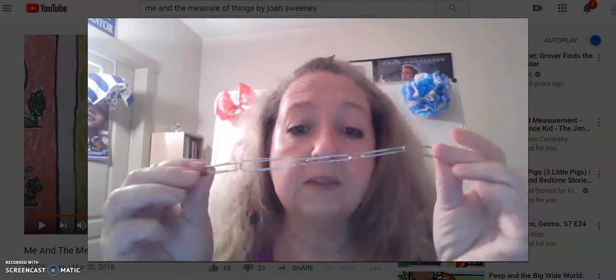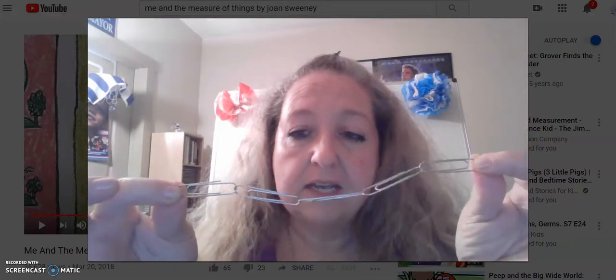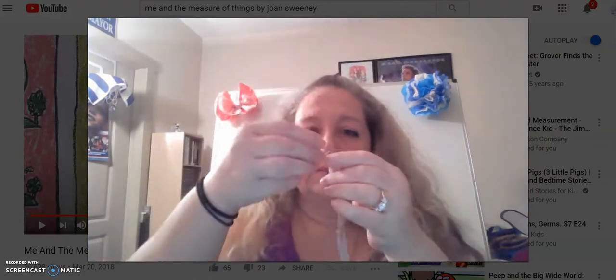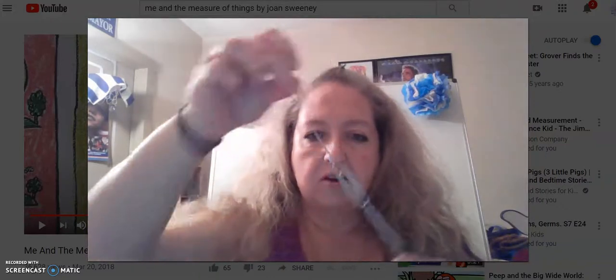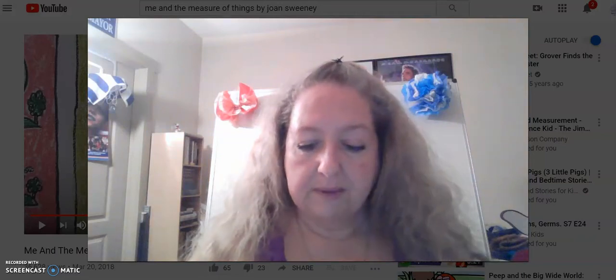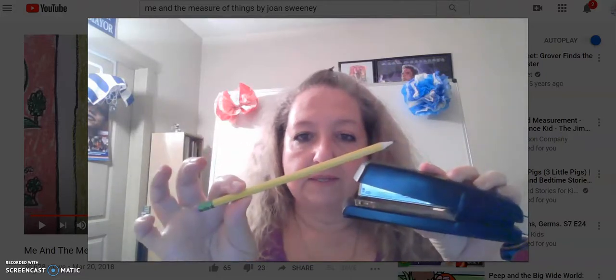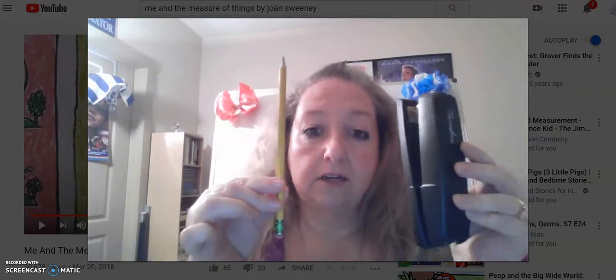Now, the thing about paper clips is, unlike the pennies, you can hook these together. Just make sure that they're all end to end. Sometimes paper clips will kind of get stuck a little bit and be halfway. Make sure they're all stretched out as long as it can go. And I want to measure and compare 2 objects that I have. So I have a stapler and I have a pencil. And I want to know which one is longer.